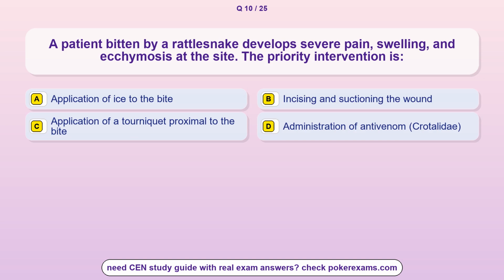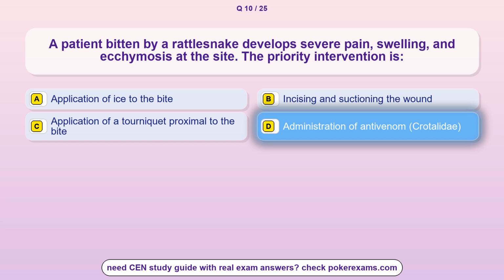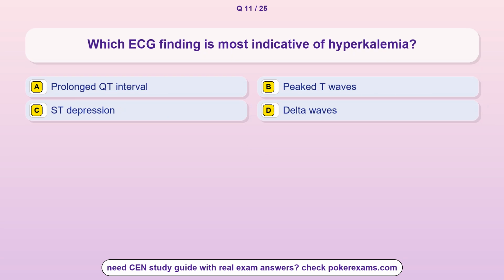Question 10. A patient bitten by a rattlesnake develops severe pain, swelling, and ecchymosis at the site. The priority intervention is. Option A. Application of ice to the bite. Option B. Incising and suctioning the wound. Option C. Application of a tourniquet proximal to the bite. Option D. Administration of antivenom, crotalidae. The correct answer is option D. Administration of antivenom, crotalidae.